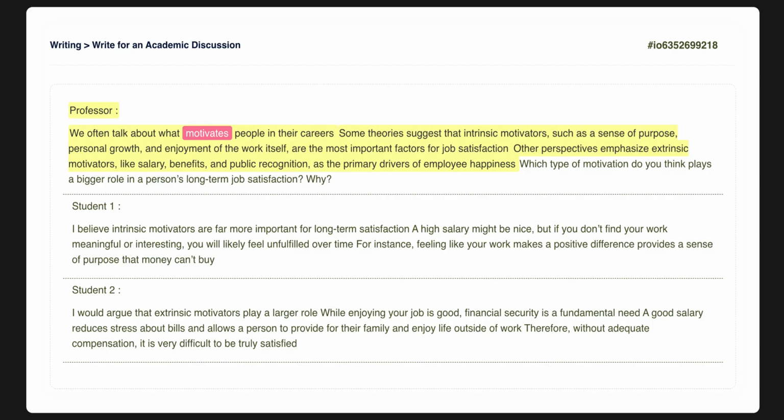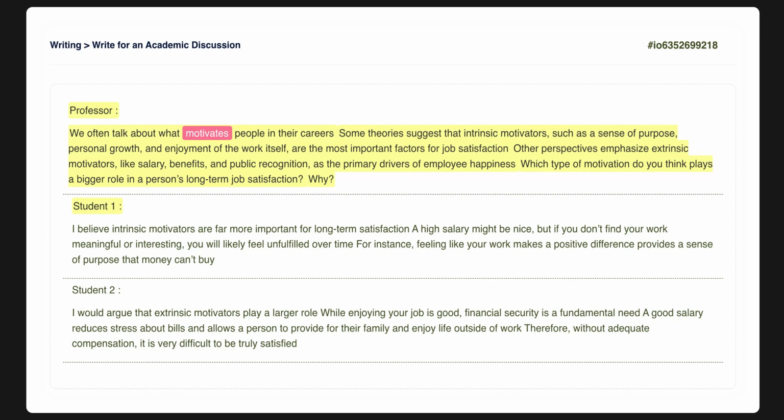In your response, you should decide which of these two categories is more powerful. Which type of motivation do you think plays a bigger role in a person's long-term job satisfaction? This is the core question. Pay attention to the phrase, long-term job satisfaction. The professor isn't just asking about what gets you through the first week, but what keeps you happy for years. Why? The word why is an invitation to provide logical arguments and evidence. This is where you earn points for your ability to explain complex ideas.